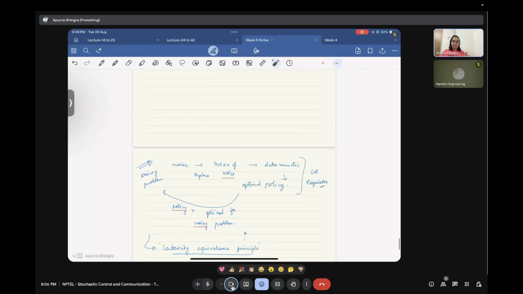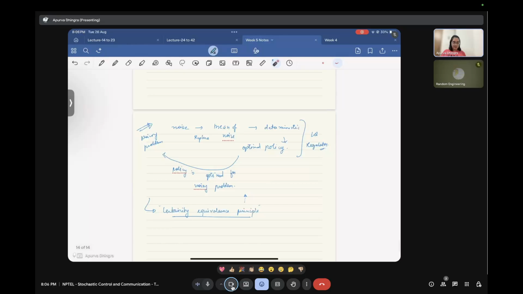And this idea that the optimal policy is not affected by the presence of noise or what noise it was or what distribution the noise was coming from, is something that is used a lot under the idea of certainty equivalence principle. And whether this holds in general or not will be something that will come in the upcoming lectures.